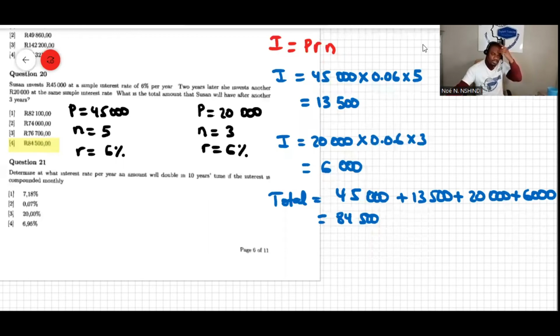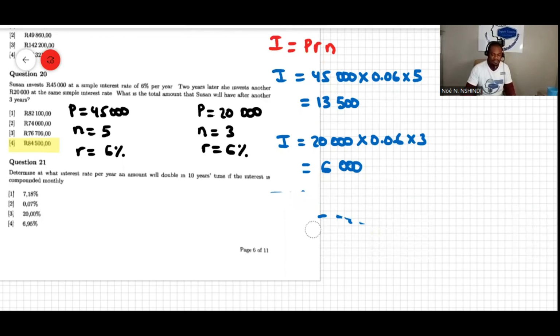Well, the next question says: determine at what interest rate per year an amount will double in 10 years' time if the interest is compounded monthly. Okay, because of space, I will erase this. Now, the question says determine at what interest rate per year an amount will double in 10 years if the interest is compounded monthly. Here we say an amount, okay?